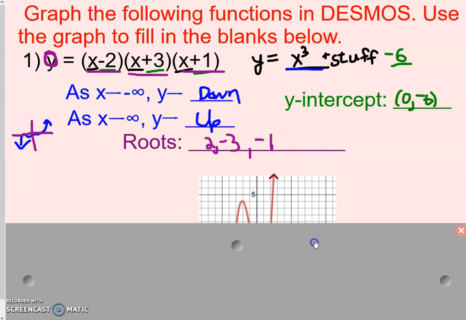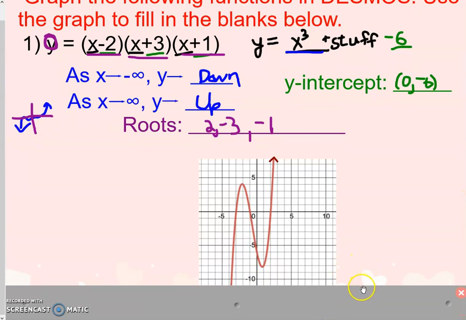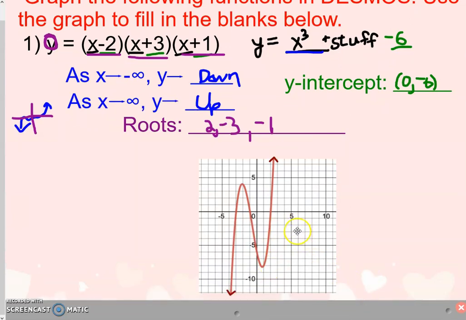So maybe you can take a look. This is what we'd get if we graphed this thing. If we actually graphed this in Desmos, notice that as we move along this graph to the left, the y value is heading down. And the end behavior as we move to the right is up. So this graph starts way down here and it ends way up here.